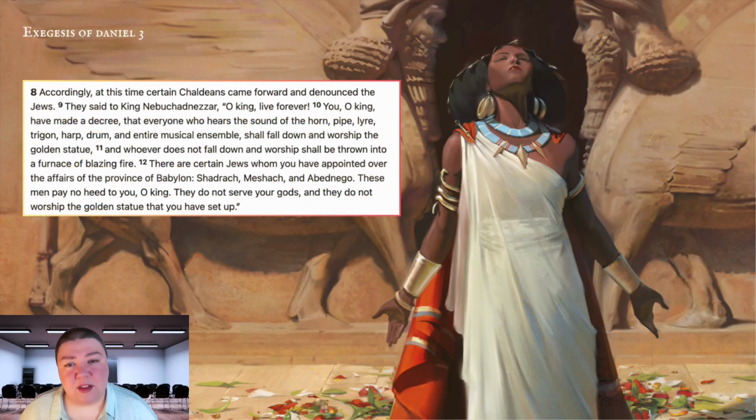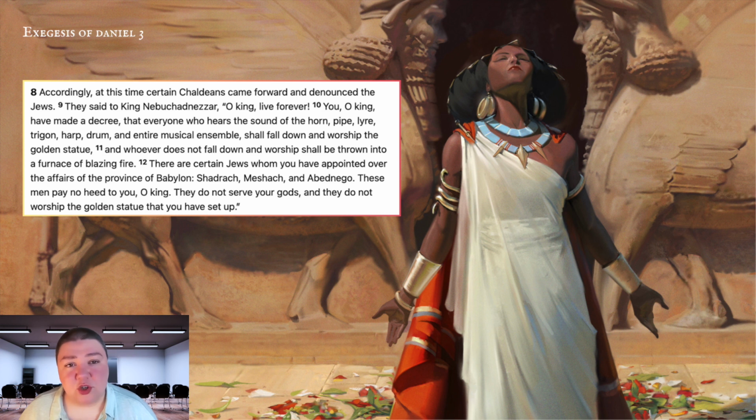Well, when Daniel's friends don't bow, some Babylonians rat on them to the king. At this time, certain Chaldeans came forward and denounced the Jews. They said to King Nebuchadnezzar, "O king, live forever. You, O king, have made a decree that everyone who hears the sound of the horn, pipe, lyre, trigon, harp, drum, and entire musical ensemble shall fall down and worship the golden statue, and whoever does not fall down and worship shall be thrown into a furnace of blazing fire.